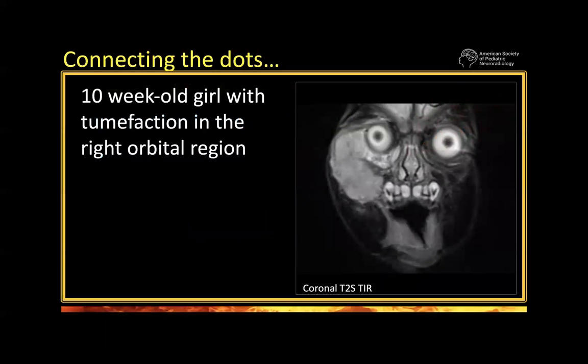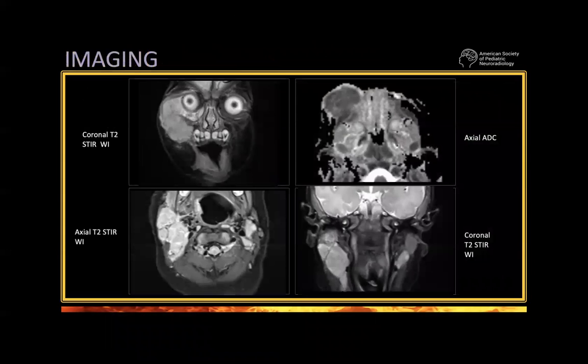Another important thing is how important it is to connect the dots in pediatric neuroradiology. This is a child with a large right orbital mass. What are the characteristics of this mass? You have diffusion restriction, so an aggressive mass, quasi-invasive, and with nodal metastasis.